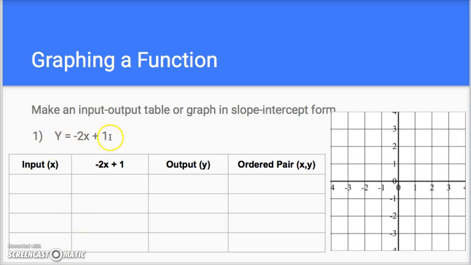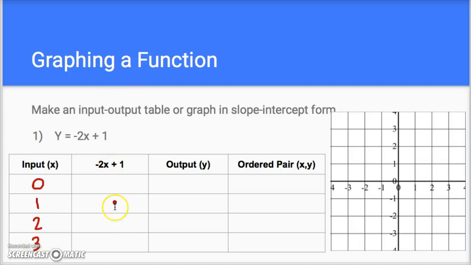Your function rule is right here, y equals negative 2x plus 1. So in your input-output table, we have an input column. We have a column for the function rule, and that's basically where we're going to be showing the work for it. We have an output column, and then we finally have a column to write the ordered pair that's going to be plotted. So to start out, let's fill in the input column. And again, this is your X column. You can use whatever numbers you want. So I'll just use 0, 1, 2, and 3.